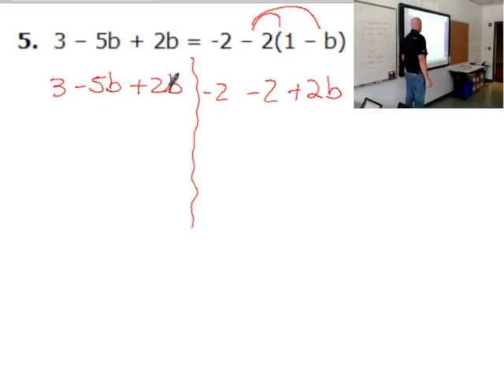How many terms do you see? 2 on the left side, 2 on the right side. 1, 2, 3, 4, 5, 6. 6 terms. Now, do we want to continue on the right side or on the left side? Left side. We don't need step 1 anymore. Step 2 is combine like terms. Do we have like terms on the left-hand side? Yes. What are they? Negative 5b plus 2b. What I want you guys to do is circle your like terms.